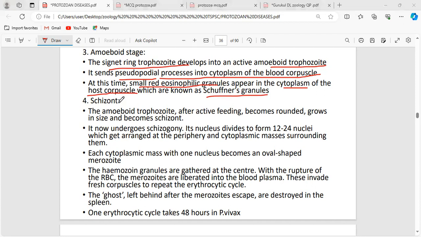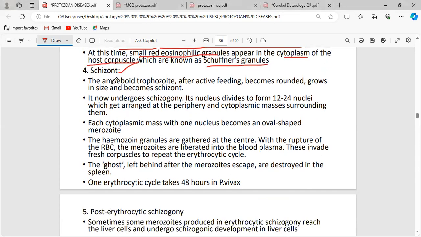Next, the schizont will be developed. The amoeboid trophozoite, after active feeding, which is the most active feeding stage, becomes rounder, grows in size and becomes a schizont. Everything is a structural modification. Now again the schizont undergoes asexual reproduction to multiply its population by the process of schizogony, a type of multiplication. Its nucleus is divided to form 12 to 24 nuclei, arranged only at the periphery. Everything will be arranged only in the periphery, whatever it is.